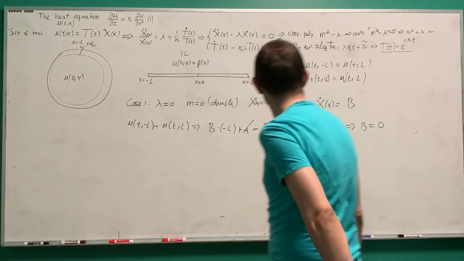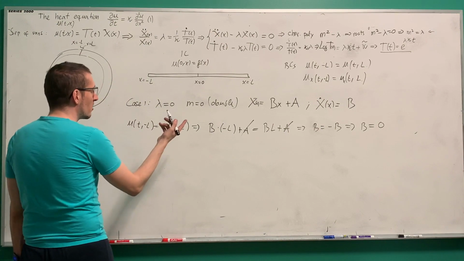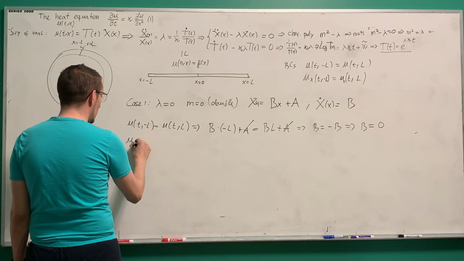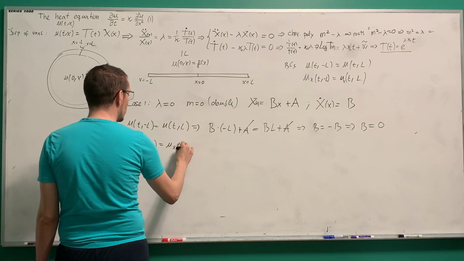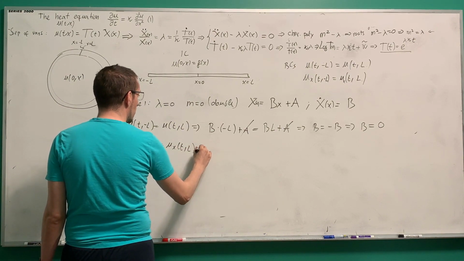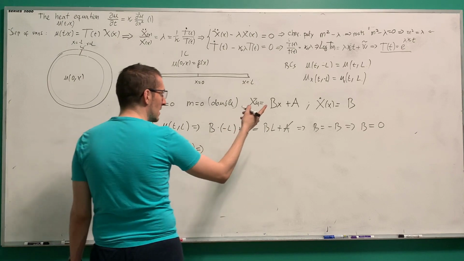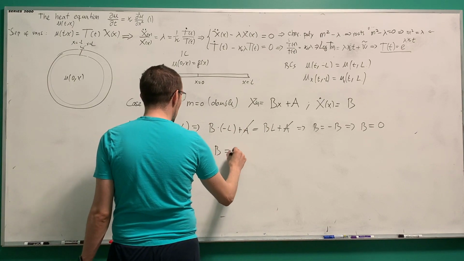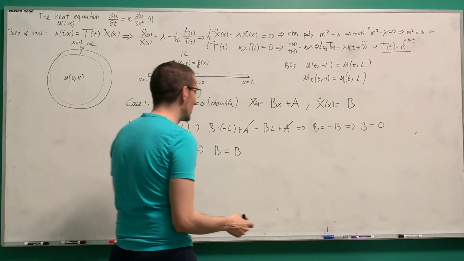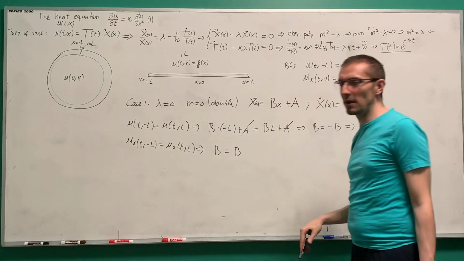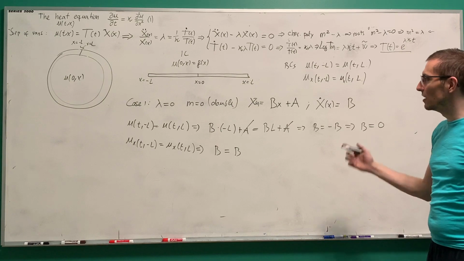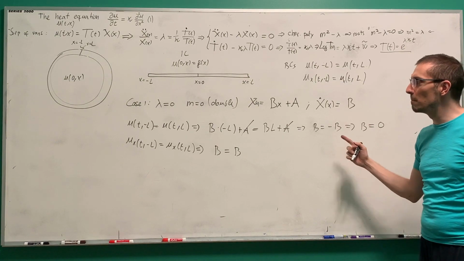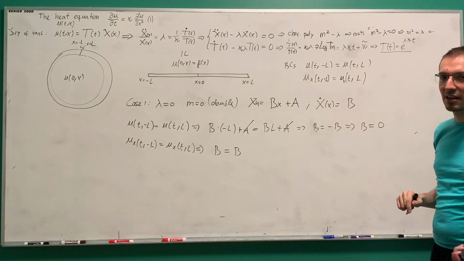All right, let's impose the other condition. The other condition is not going to tell me much, as you will see. u_x of t comma minus l equals u_x of t comma l. That tells me that on the left hand side b, on the right hand side b, equals b. Tautology, it gives me no information. So all the information that I got from here is that b is equal to 0. So the only restriction that the boundary conditions impose on case 1 is that b is equal to 0.